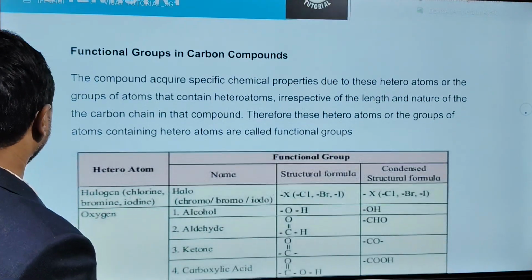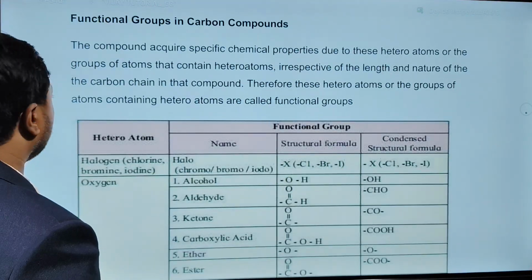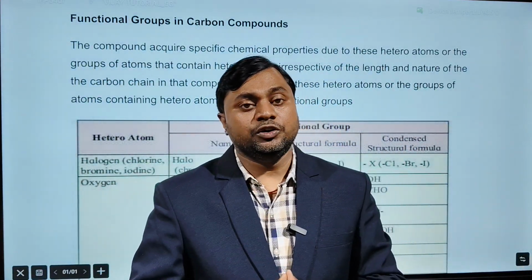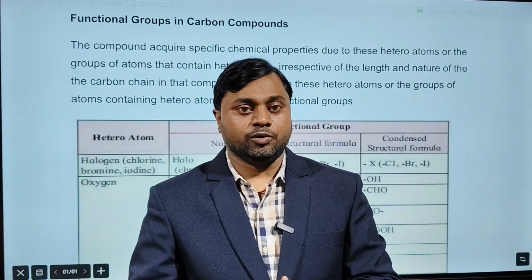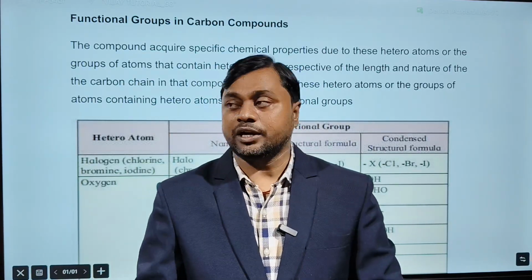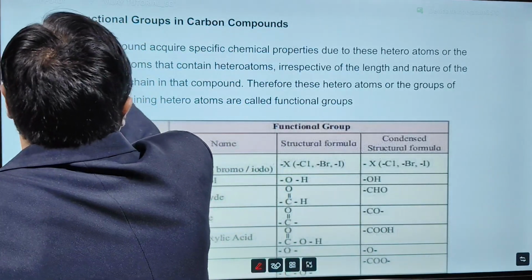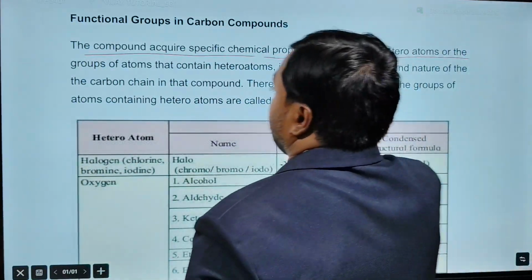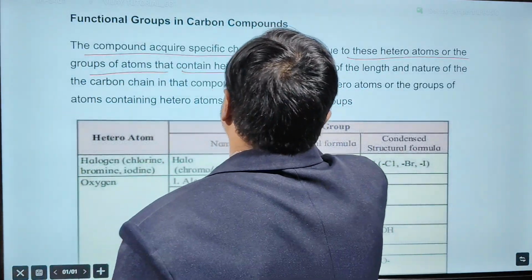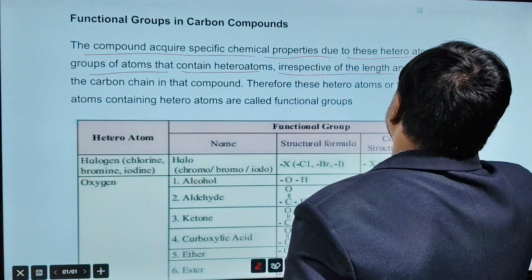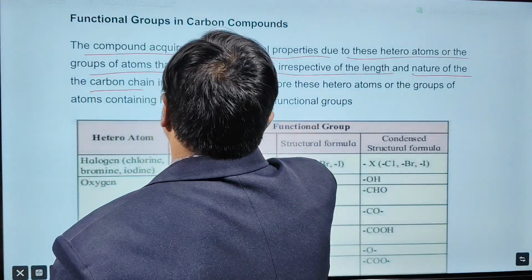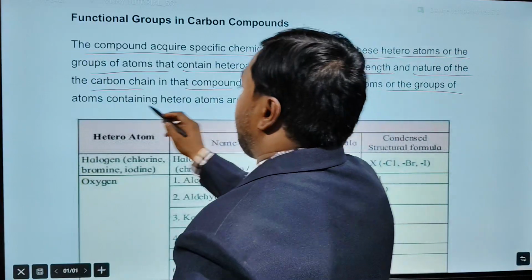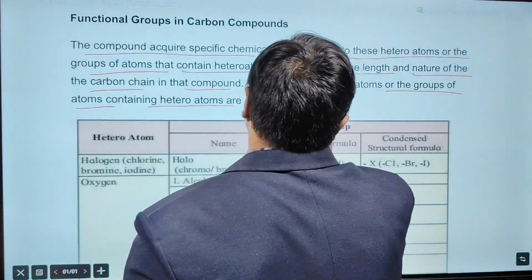Next, we talk about functional groups. What do we mean by functional group? A functional group is an atom or a group of atoms which determines the chemical properties of the compound. The compounds acquire specific chemical properties due to these heteroatoms or the groups of atoms that contain heteroatoms, irrespective of the length and nature of the carbon chain in that compound. Therefore, these heteroatoms or groups of atoms containing heteroatoms are called functional groups.